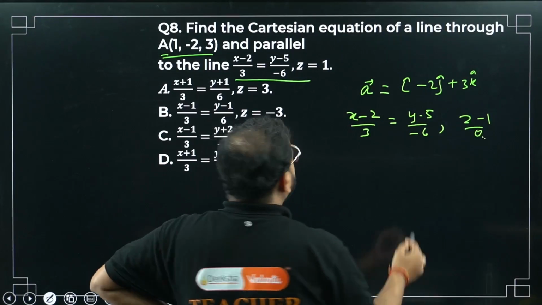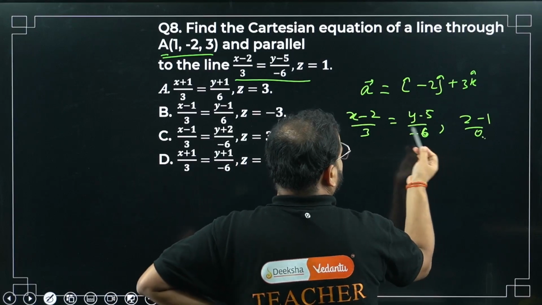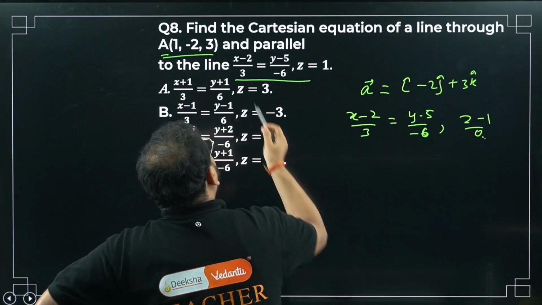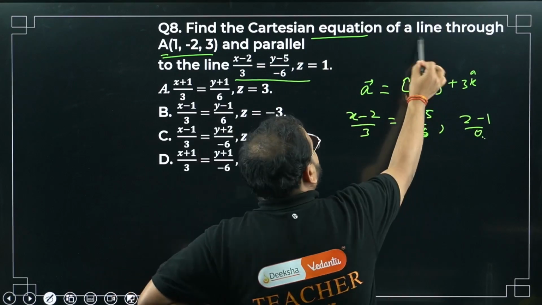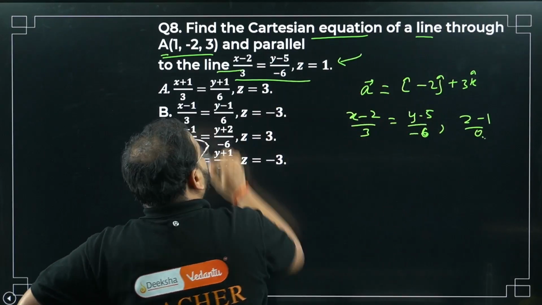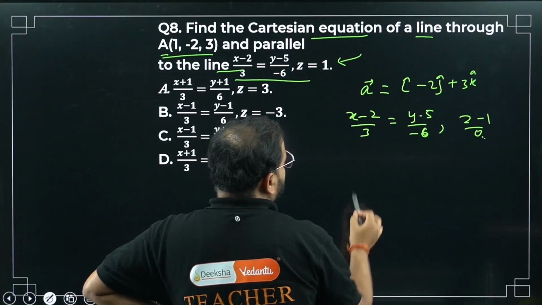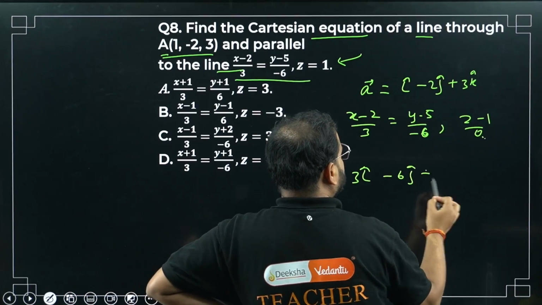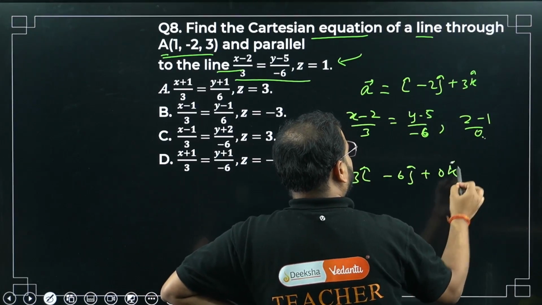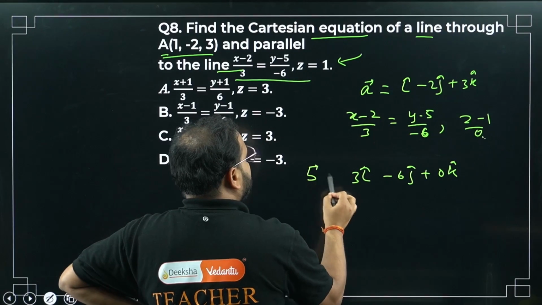Okay, great. So if I have to write the vector for this, what vector? The vector parallel to this Cartesian equation that we are looking for. The line that we are looking for is parallel to this line, right? So how will I write the coordinates of that? So 3i cap from here, minus 6j cap, and plus 0 k cap. This is the vector b, right?